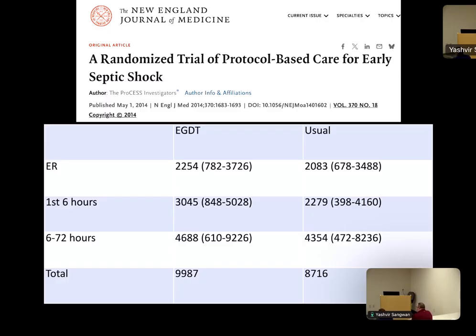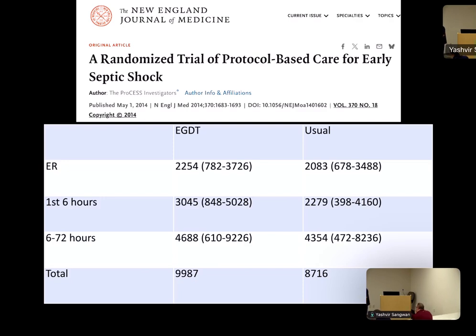But I was more interested in, that's a really good mortality. So how much fluid were these guys using? Because I would like to follow that protocol. In the ER before randomization, they had already got 2 liters of fluid. In the first 6 hours after randomization, they got about 2 to 3 liters more. And in the 6 to 72 hours, these guys got another 4 liters.